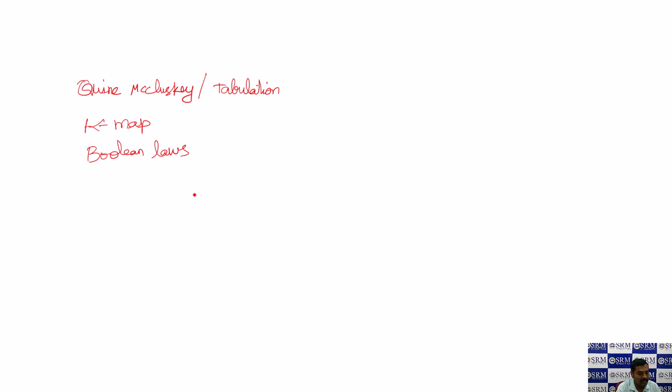Let us take the question directly. The question is: simplify the Boolean function, or the minterms will be given, using the tabulation method. Don't think tabulation method and Quine McCluskey are different. Both are the same. So using tabulation method or Quine McCluskey method.